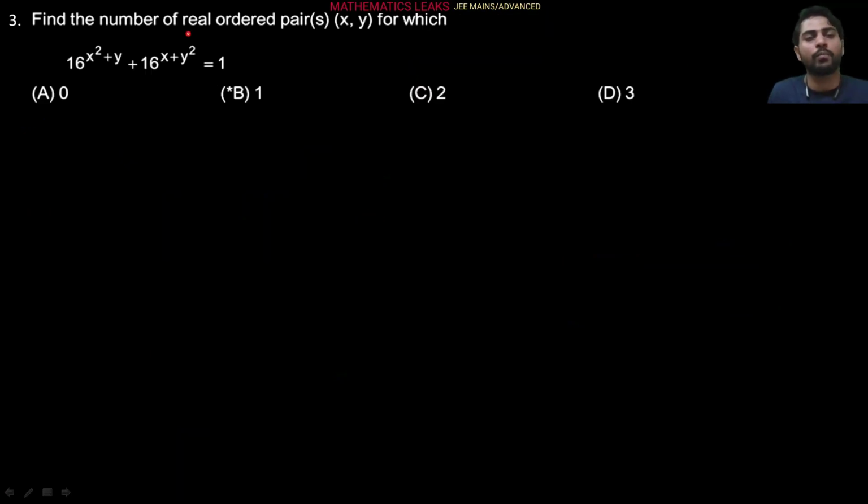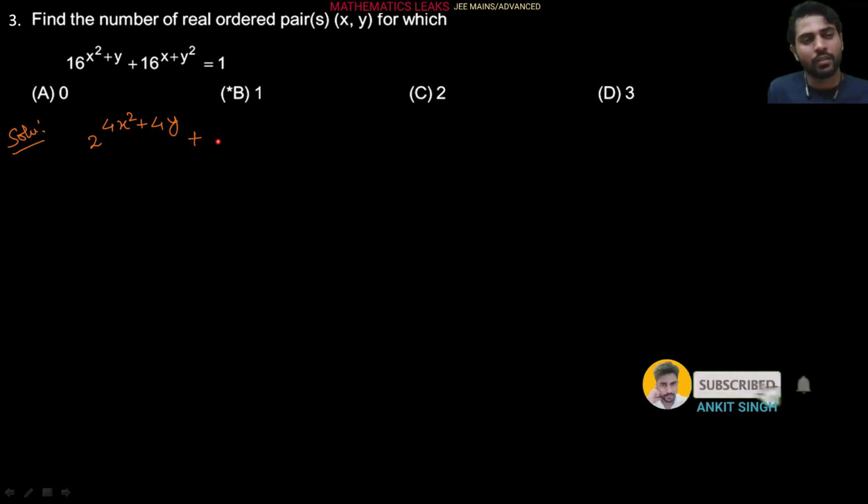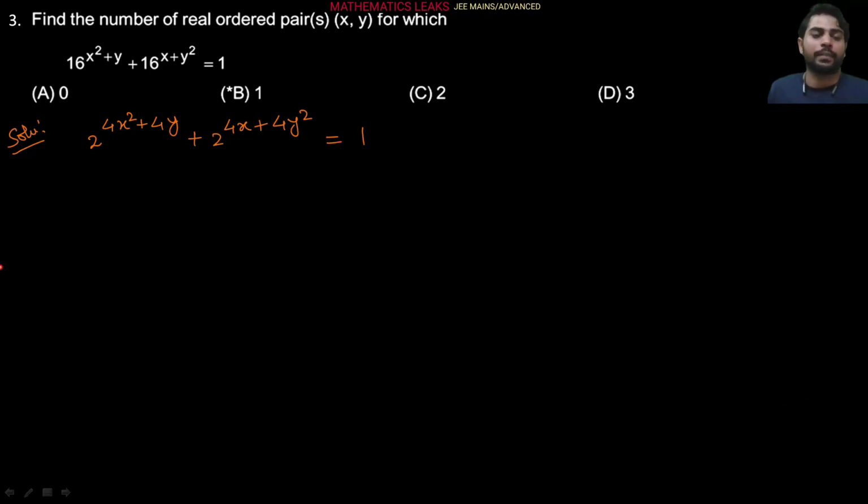Next question is find the number of real ordered pairs x comma y for which 16 to the power x square plus y plus 16 to the power x plus y square is equal to 1. So let's solve it. On the left side of the equality, we can easily write 2 to the power 4 times x square plus 4 times y, right? Plus 2 to the power 4 times x plus 4 times y square is equal to 1, right?